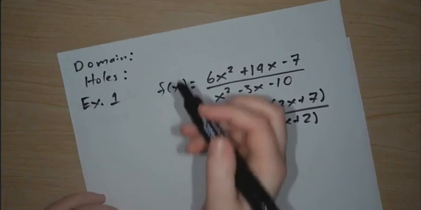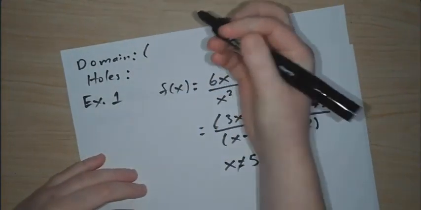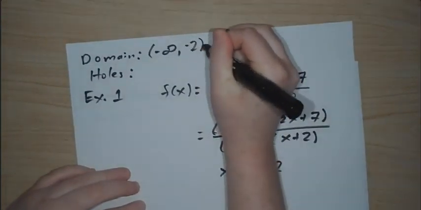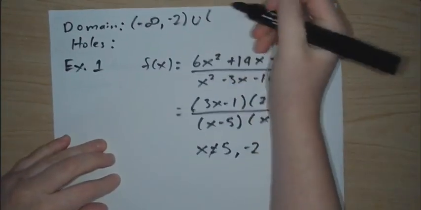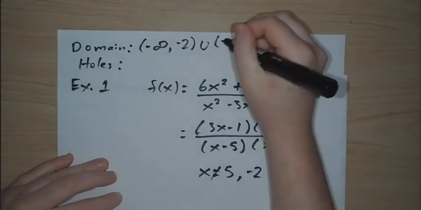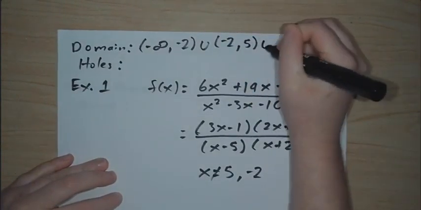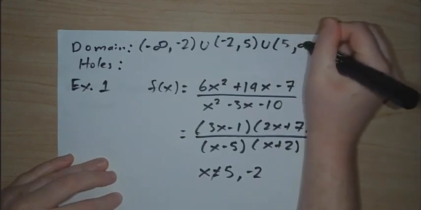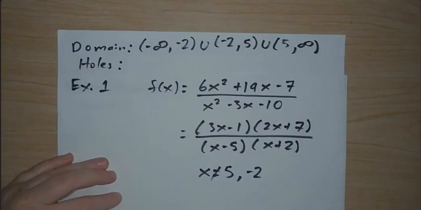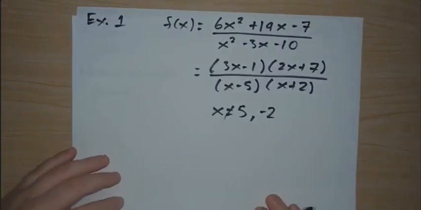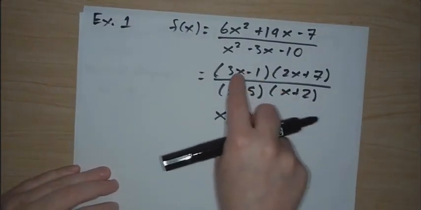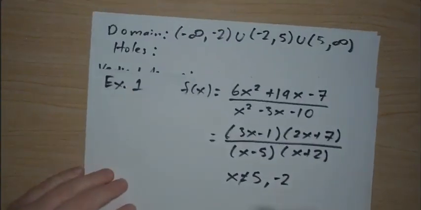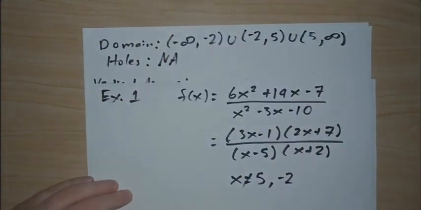So we can now write our domain. We have x values from negative infinity to negative 2, united with x values from negative 2 to 5, united with x values from 5 to infinity. So that's our domain. Now we have no holes because each of these factors is unique and there's nothing that can be canceled. So for holes we don't have anything.